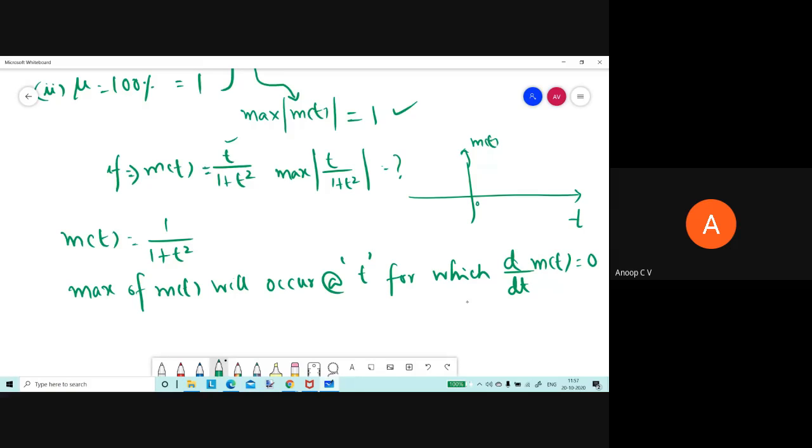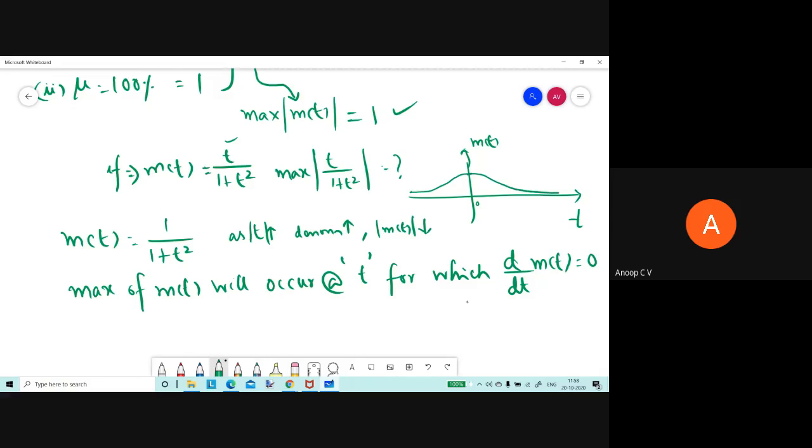Now when t equals 0, what will m of t be? It will be 1 by 1 plus 0, that is 1. And as t increases in the positive or negative direction, what will happen? The denominator will increase. So as mode of t increases, either in the positive or negative direction, the denominator will increase, so mode of m of t will decrease. So the graph will be something like this.